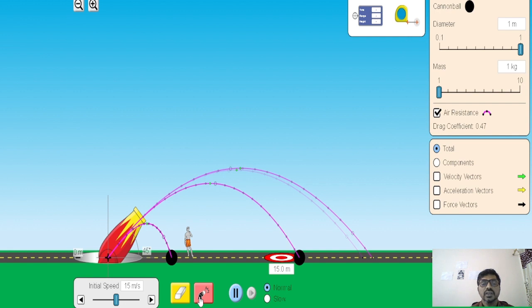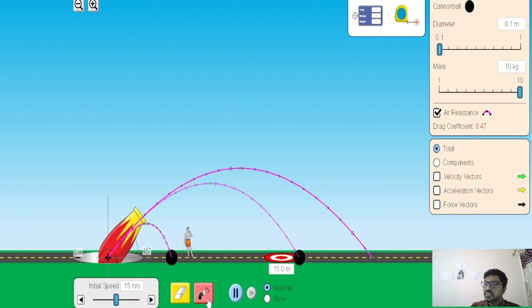And then what is the best one? Having the least size and highest mass. That's going to be the best one, which is going to be very, very close to the ideal situation. So when can you neglect the effect of air resistance? And that is this one.